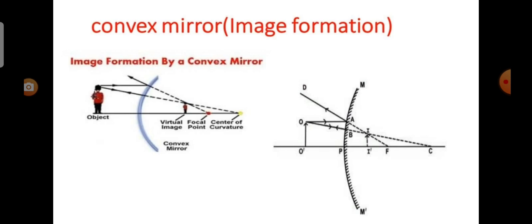The ray OA parallel to the principal axis is reflected along AD. The ray OB retraces its path. The two reflected rays diverge, but they appear to intersect at I when produced backwards. Thus I I' is the image of the object O O'. It is virtual, erect, and smaller than the object.